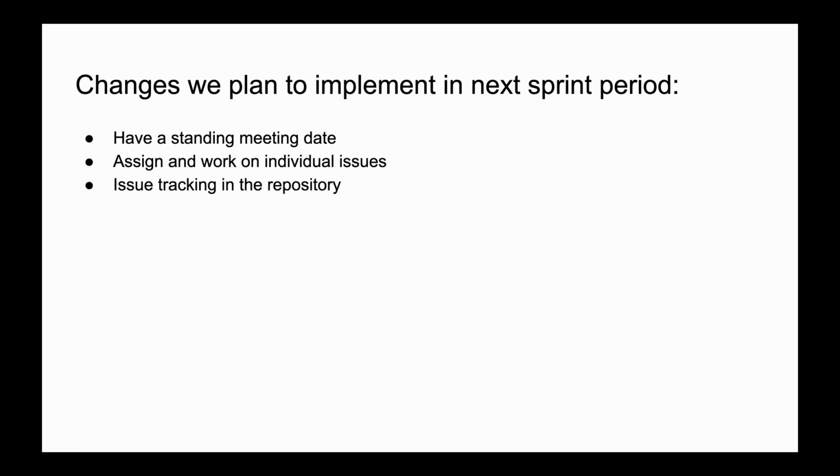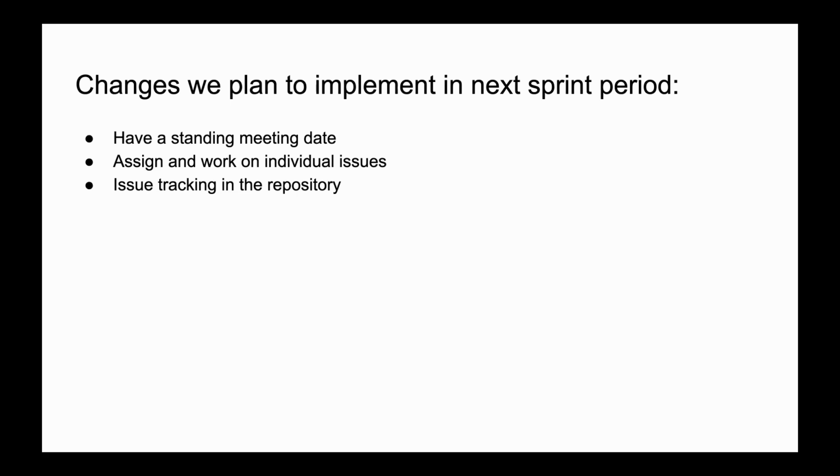For changes we plan to implement next sprint, the first is to have a standing meeting date. So even if we don't meet every week or every day or whatever the meeting date ends up being, it'll be really useful to have a time where we know that everyone's available so that we can meet if we have an urgent question or some sort of confusion that we can all resolve together. Also, for assigning and working on individual issues, we hope that this will lead to the smaller commits that we talked about earlier, and it'll also make our progress a little bit more consistent and trackable, hopefully.